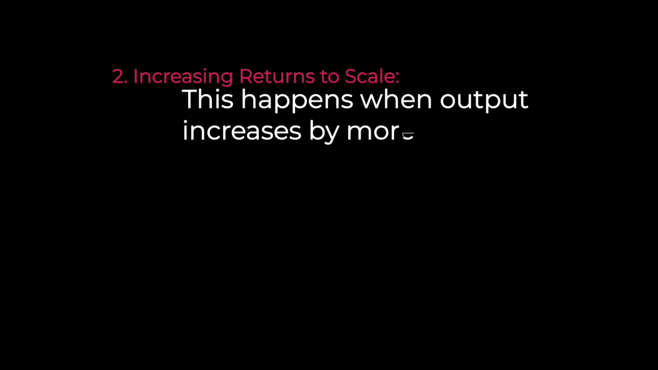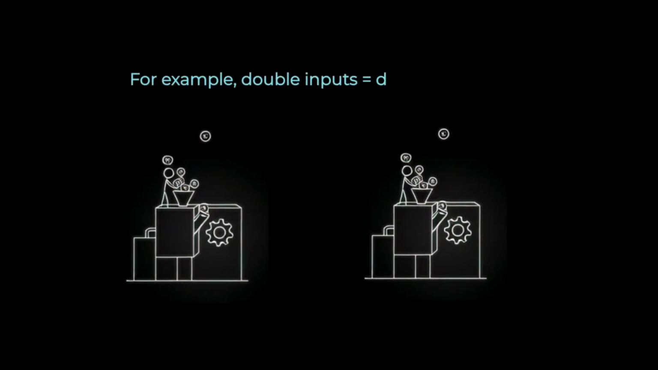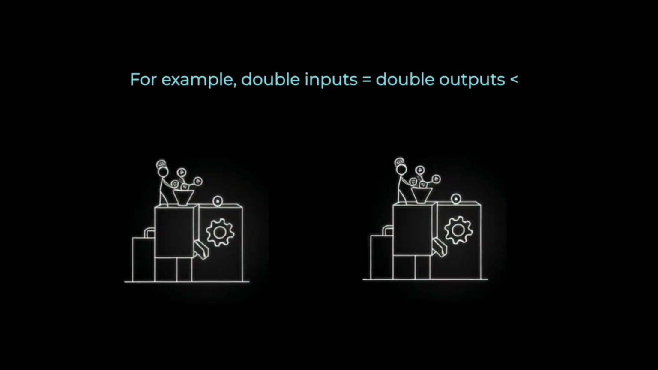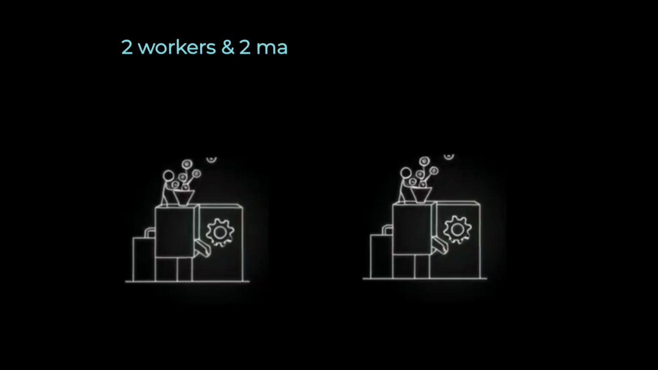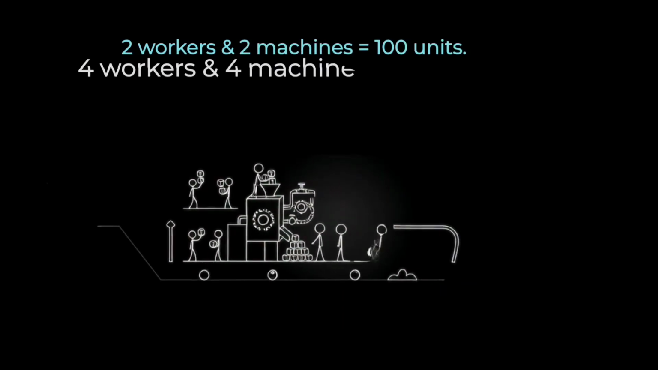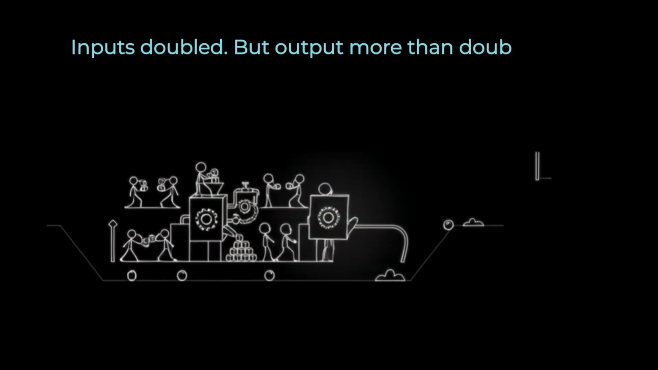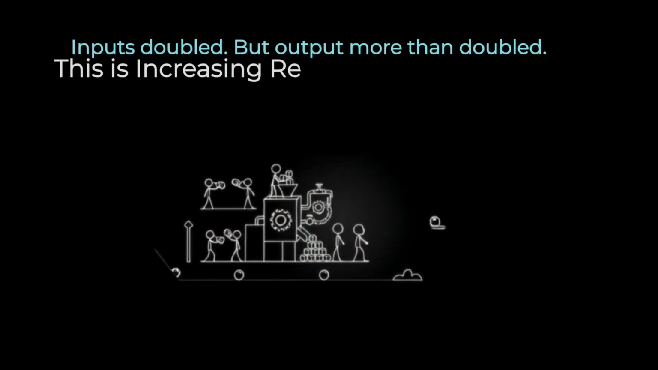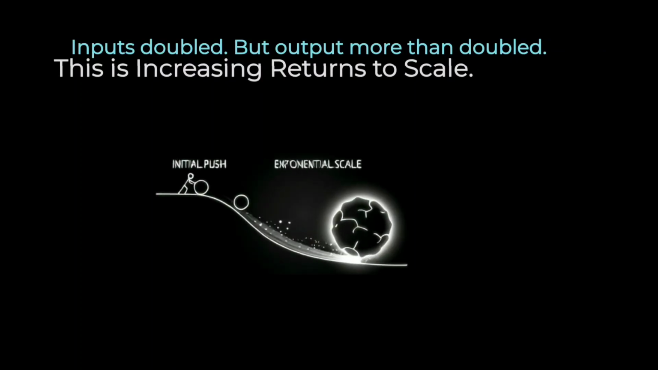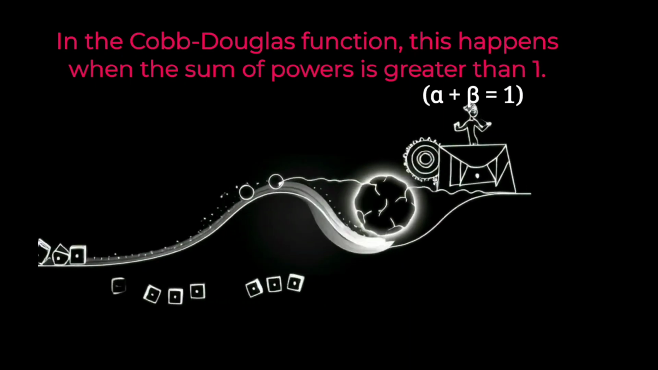The second type is increasing returns to scale. This happens when output increases by more than the proportion of inputs. For example, you double inputs, but output more than doubles. 2 workers and 2 machines gave 100 units. 4 workers and 4 machines gives 250 units. Inputs doubled, but output more than doubled. This is increasing returns to scale. In the Cobb-Douglas function, this happens when the sum of powers is greater than 1.